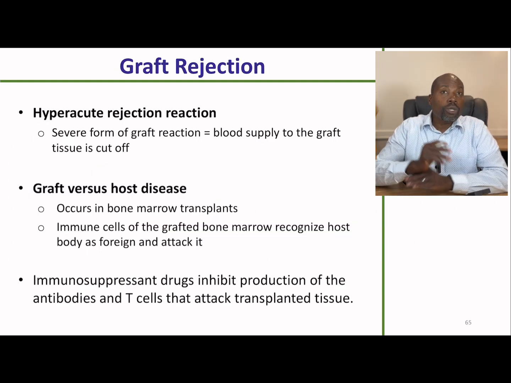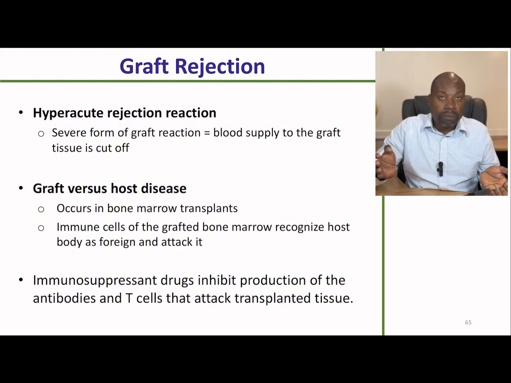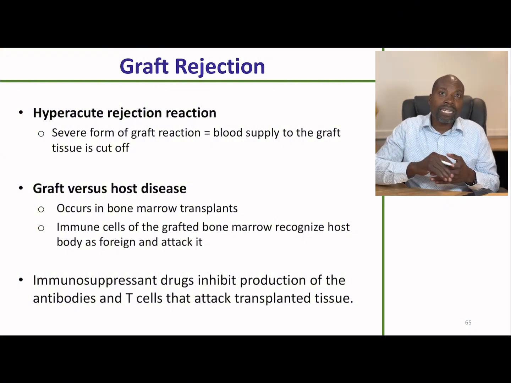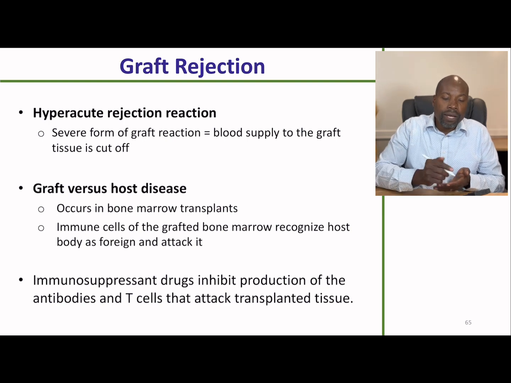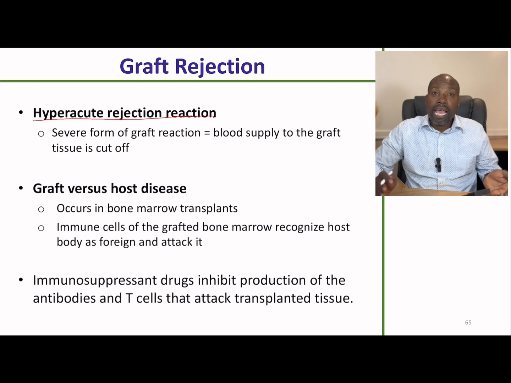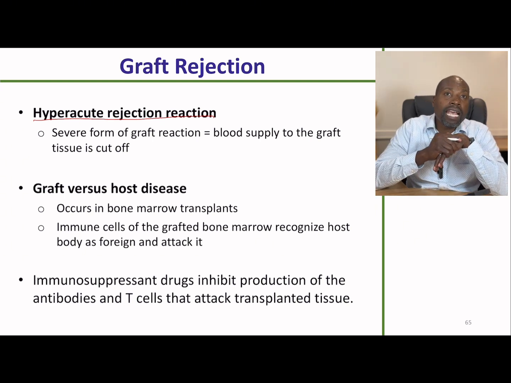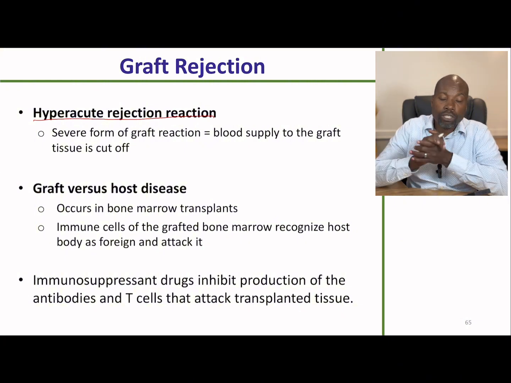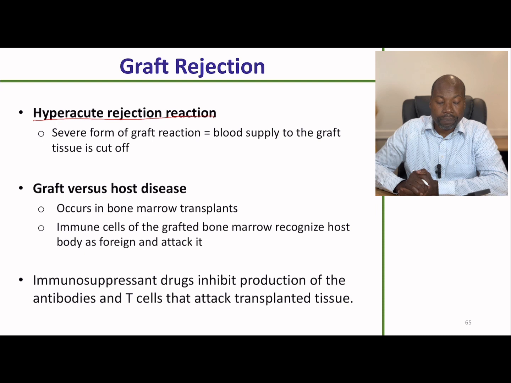Now, tissue rejection can occur. When that rejection occurs, it can be progressive or it can be acute, right? The hyperacute rejection is very severe, right? And actually, in the case, for instance, of kidney or heart, that can lead to death.